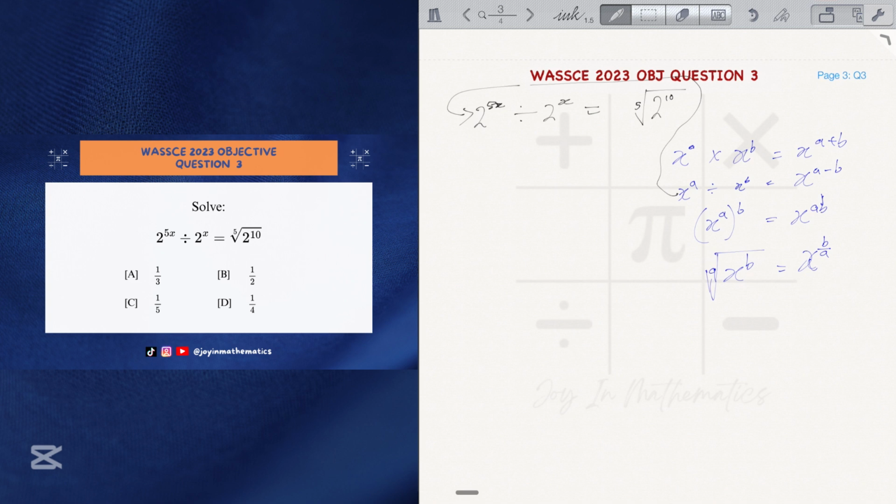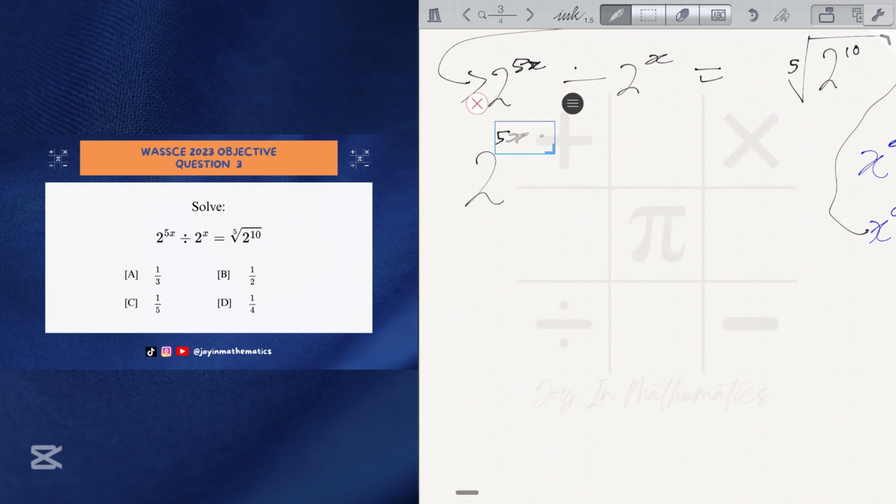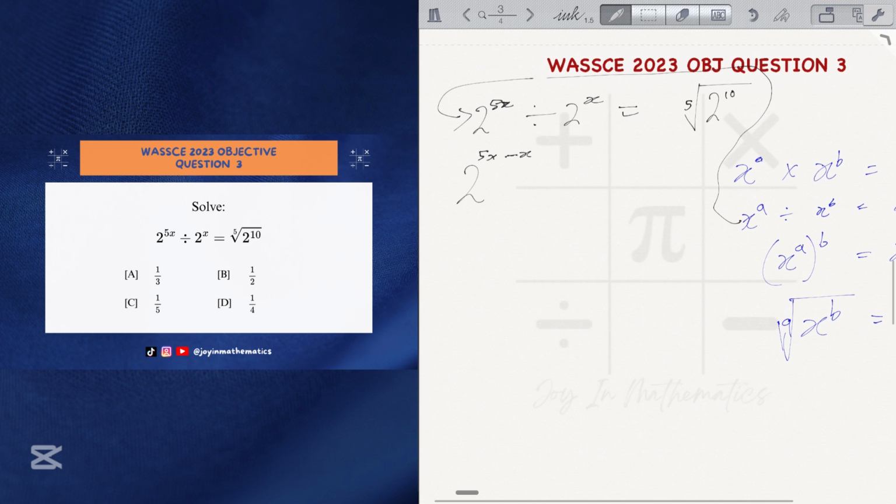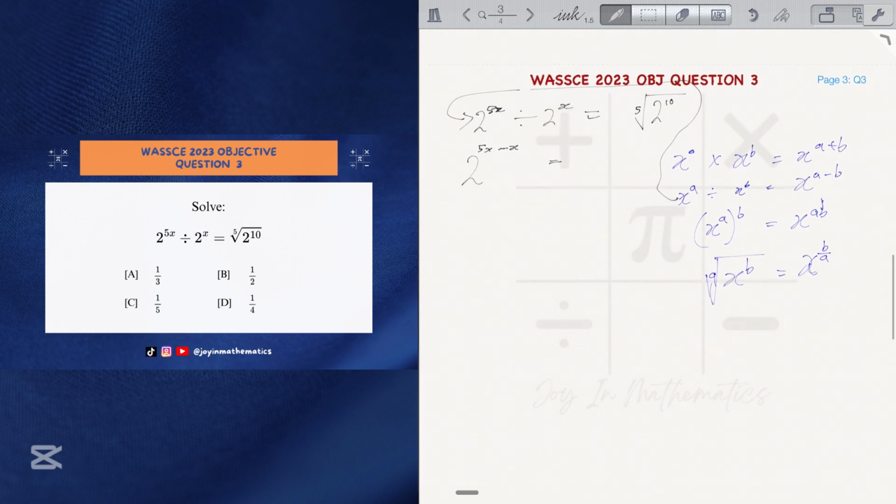So with that, we will take the base. Since they have the same base 2 and 2, all we just have to do is subtract the powers. That means we're subtracting x from 5x. So we have 5x minus x. So that's the left hand side being done. And the right hand side now, we have the 5th root of 2 raised to the power of 10. So all we just have to do is to also apply this principle here.